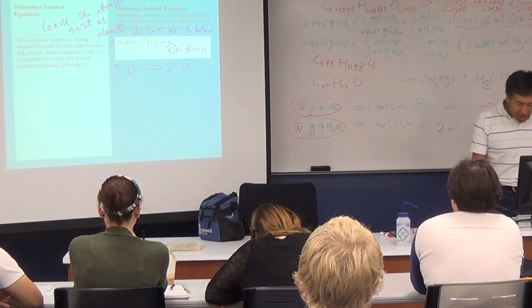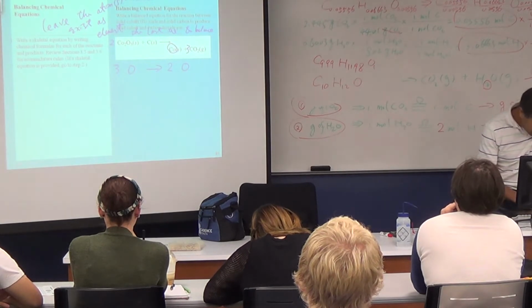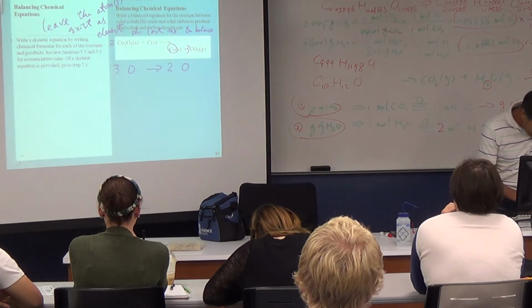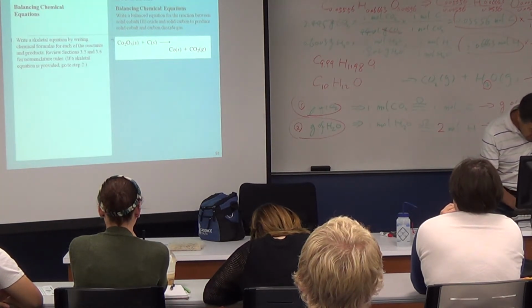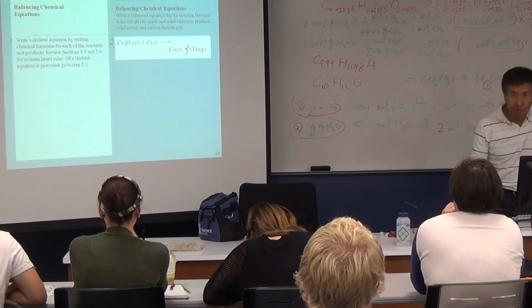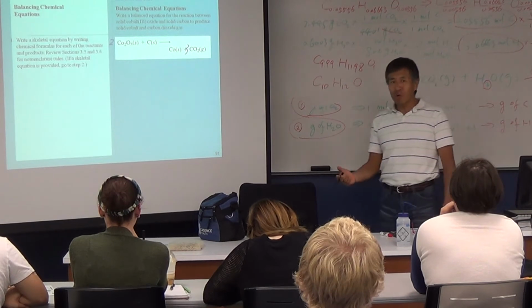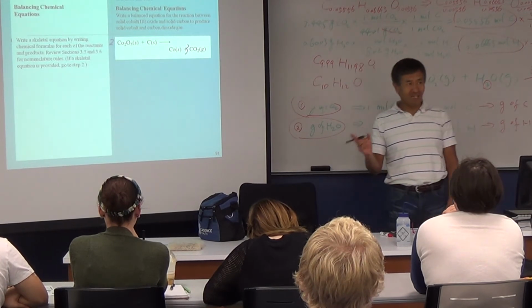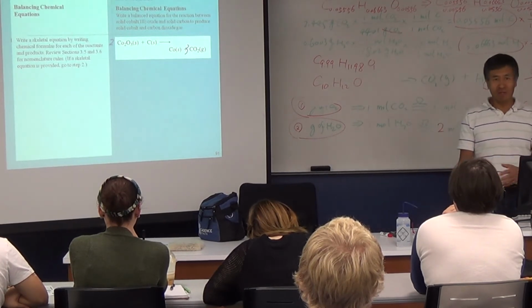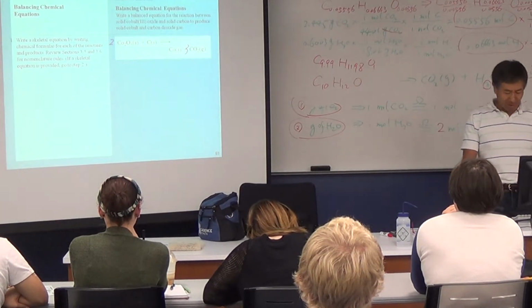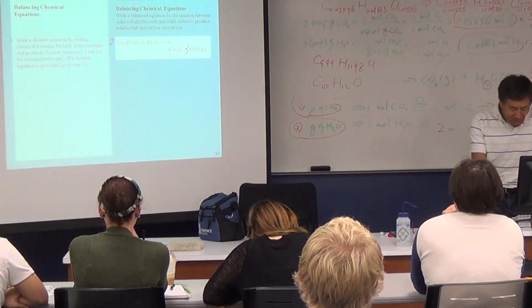Now let me erase those. So we already balanced O. I put a 2 here and a 3 here. Next we can balance either carbon or cobalt. That doesn't matter, as long as the last one can be balanced by itself. Now let's try to balance the carbon.